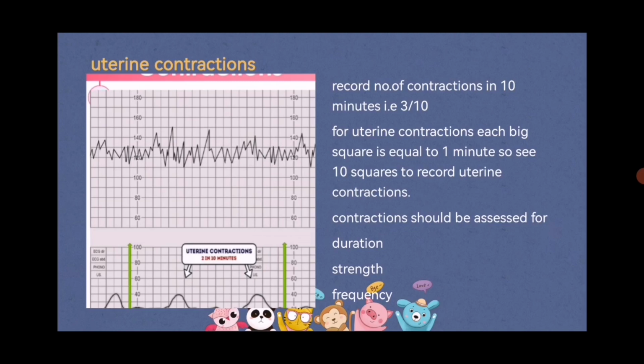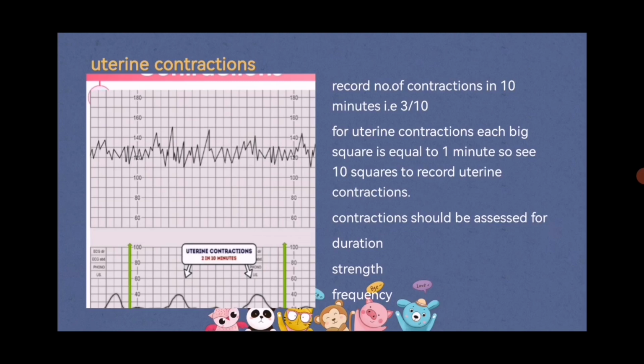Now another component, uterine contractions, which is present in the lower pan. Record number of contractions in 10 minutes. Always record the contractions in 10 minutes. Example 3/10, 3 contractions in 10 minutes. For uterine contractions, each big square is equal to 1 minute. So to record the uterine contractions, you have to see it for 10 squares.